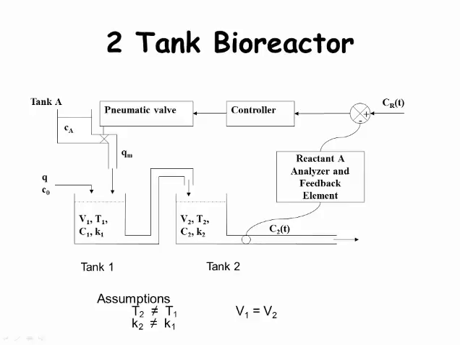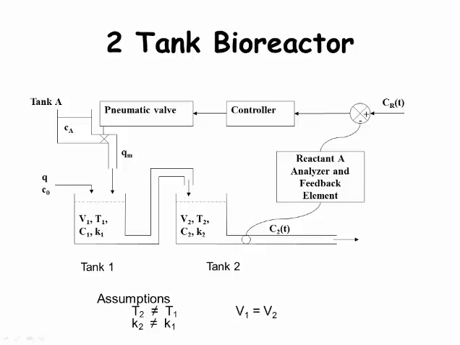This sketch illustrates our 2-tank bioreactor and the closed-loop control system. We have 2 non-interacting tanks labeled Tank 1 and Tank 2. Tank 1 has an inflow with a flow rate of Q in meters cubed per second, which we will assume is constant, and a concentration C0 of reactant A, which can vary. Tank 1 has a volume of V1, is at temperature T1, has a concentration of reactant A of C1, and a reaction rate of K1.